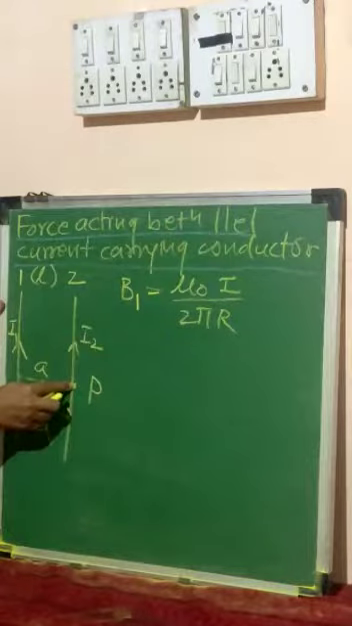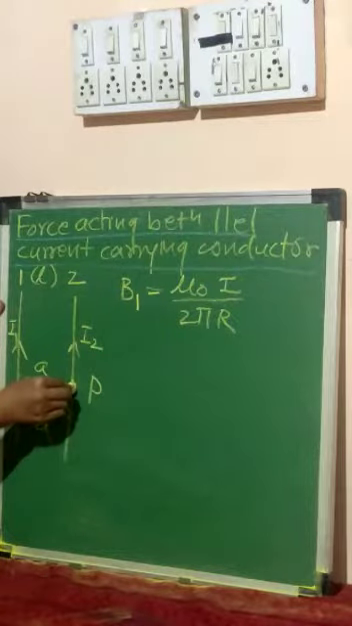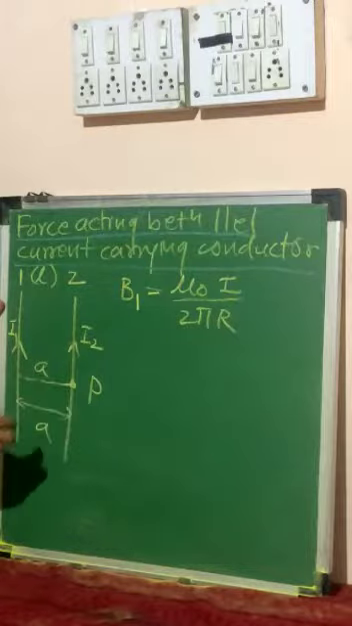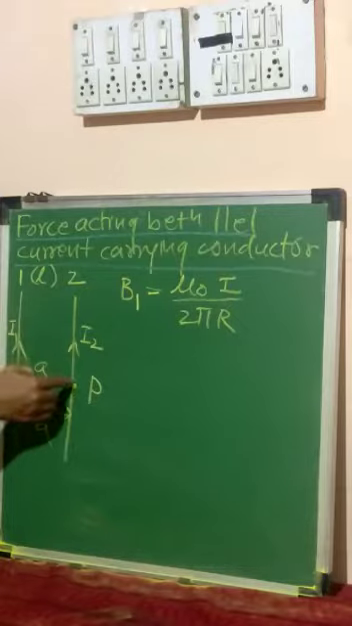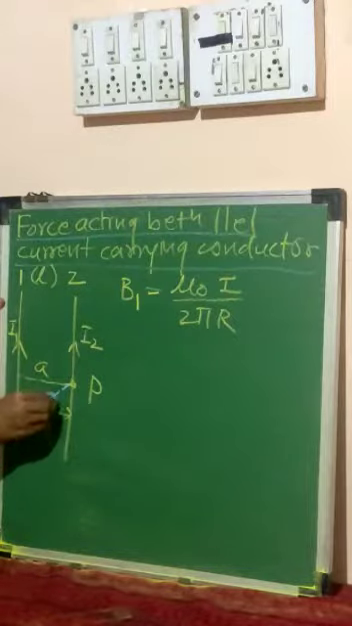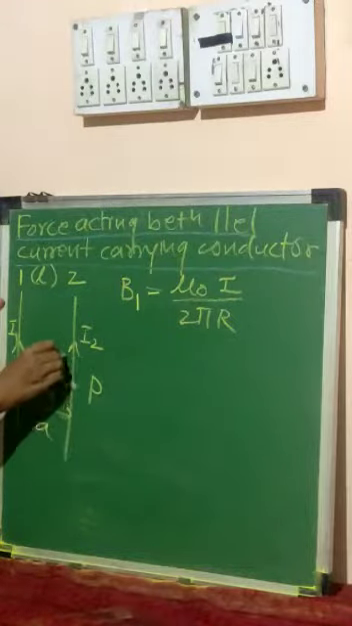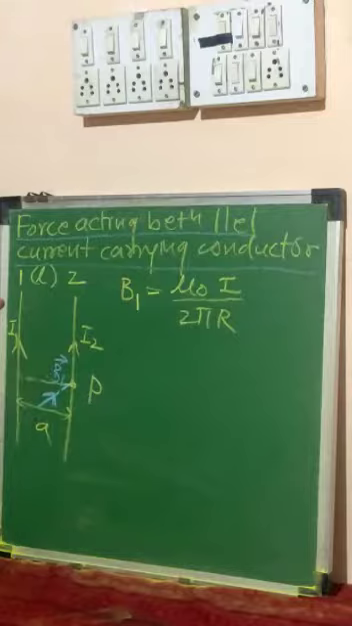So this magnetic field will be developed at point P. That is the magnitude. Now we can think about the direction. What is the direction here? If I hold this conductor in my right hand, the outstretched thumb gives the direction of flow of current, and the curled fingers around the conductor give the magnetic field. This means the direction of magnetic field at point P is inside. So this inward arrow indicates the direction of magnetic induction B1.